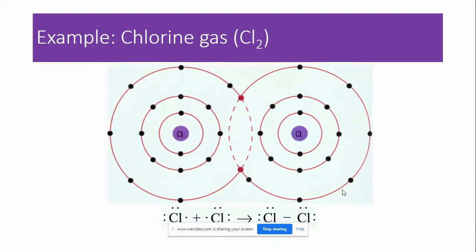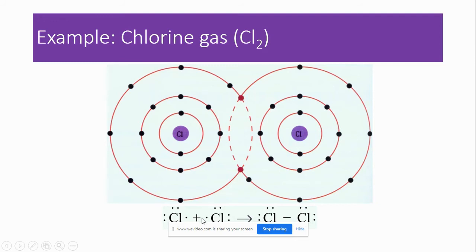Another example is chlorine gas. They each have 7 electrons in their outer shell, but when they share, they are each happy or stable now, because when they share their 7 electrons in their outer shell, they each have 8. So let's count here. This one has 1, 2, 3, 4, 5, 6, 7, 8. This one here, if you count the electrons in its outer shell, 1, 2, 3, 4, 5, 6, 7, 8. So they're each happy now.